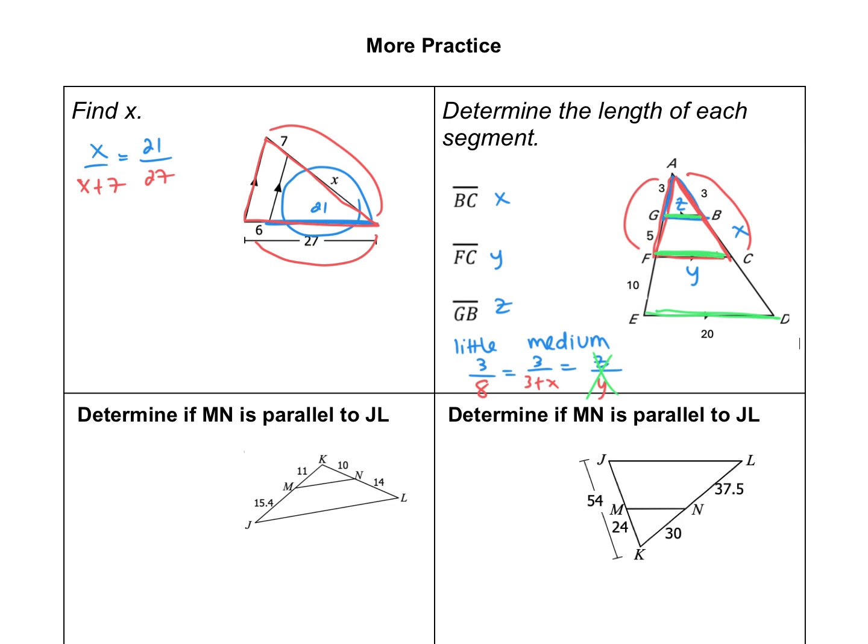But we can find x. Can you tell without doing any multiplying right now what x is? 5. Right? If these are both 3, these both have to be 8. So if you cross multiplied, you would find BC or x to be 5. Okay, so that's what goes right here is 5.